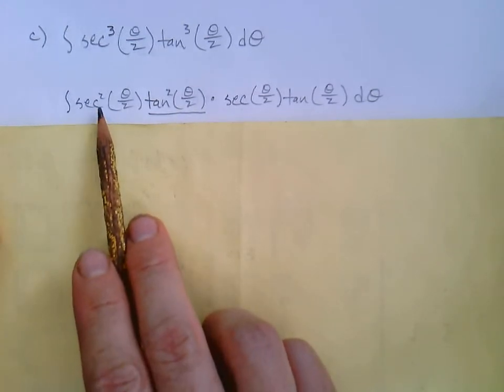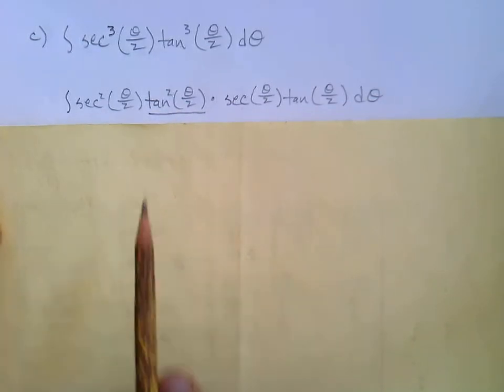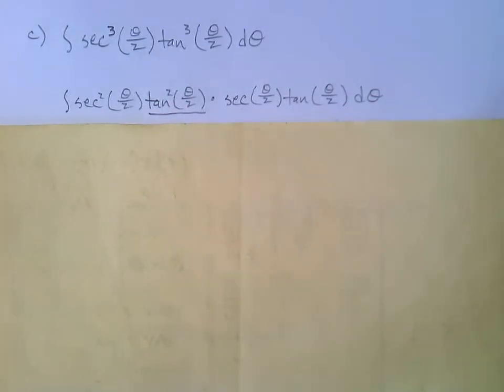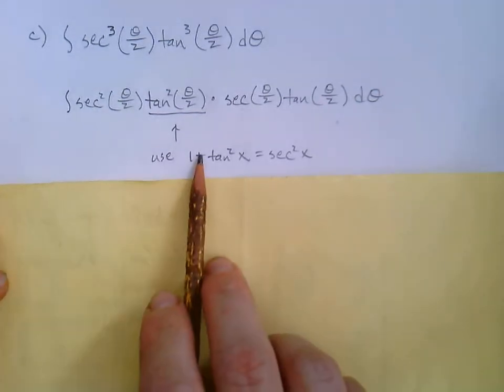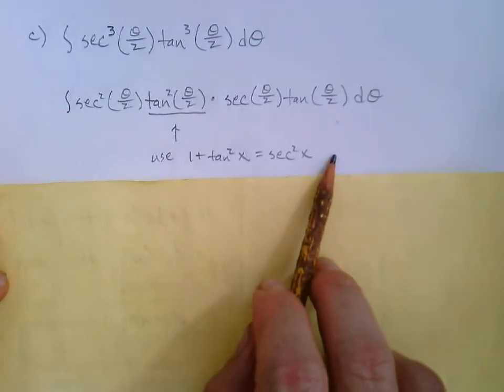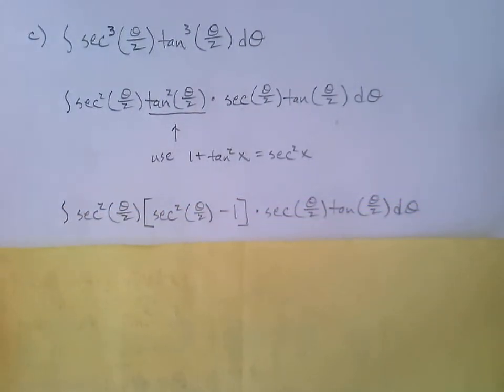Okay, so that means I'm going to leave my secant, and I need to change the remaining tangents into secants. And that's where the identity comes in. 1 plus tangent squared x equals secant squared x. And so what's going to happen? Well, I can just subtract the 1, and that's going to go right in. It is tangent squared. And I arrive at this.